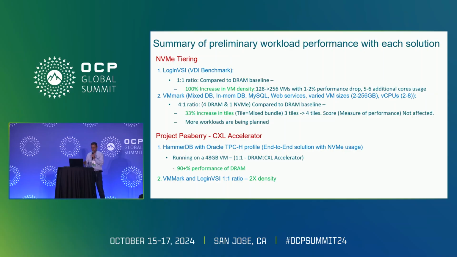With Project Peaberry, which is our CXL accelerator solution, we can get much better resource efficiencies with minimum performance impact, and also much better CPU utilization. And with both VMmark and Login VSI, at a 1:1 ratio on the host, we see a 2x density with minimal performance impact, about 5%.